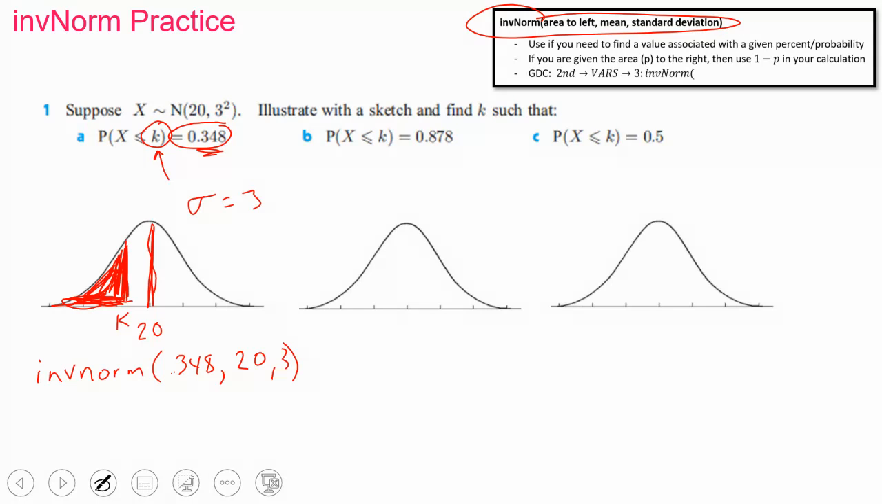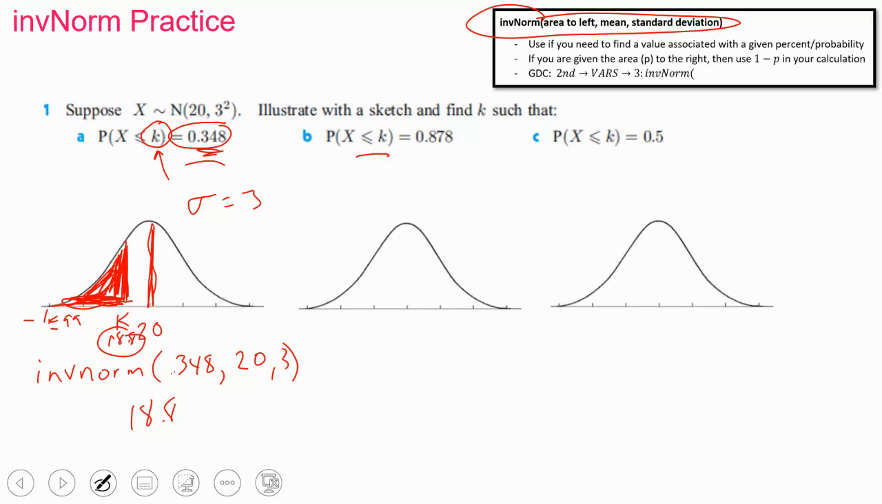Enter it in. You get 18.8. So the K value is 18.8. If you checked this, you could go do normal CDF from negative infinity to 18.8 and you would get 0.348.